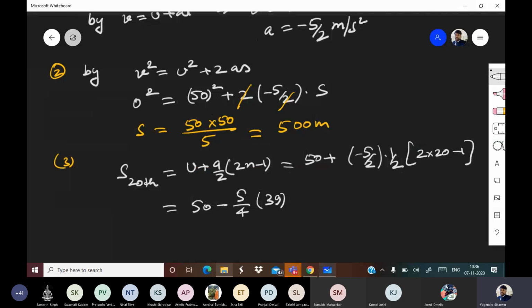So this becomes 50 into 4 is 200 minus 39 into 5 upon 4. So that comes out to be 5 by 4 meters. This will be the answer. You can write 5 by 4 as 1.25 also. It's okay, no big deal.